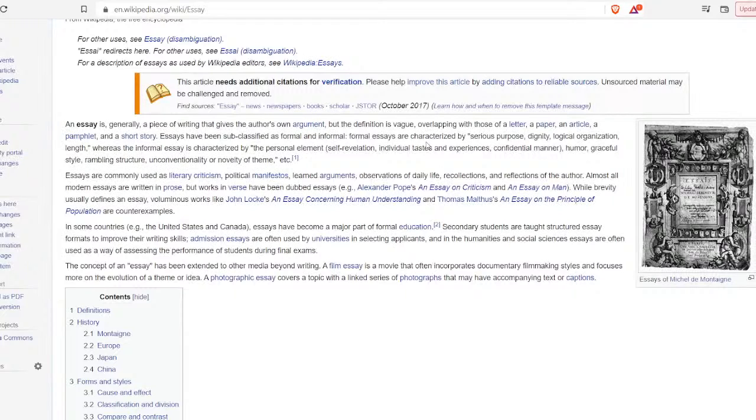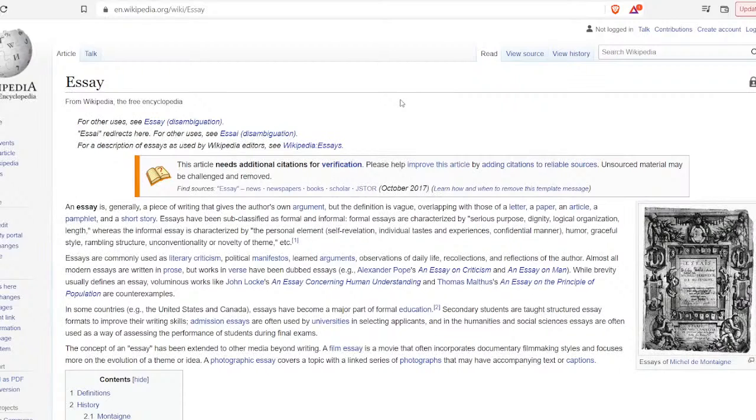Essays have been subclassified as formal and informal. Formal essays are characterized by serious purpose, dignity, logical organization, length, whereas informal essays are characterized by personal elements, self-revelation, individual tastes and experiences, confidential manner, human grace. While brevity usually defines an essay, voluminous works like John Locke's An Essay Concerning Human Understanding, and Thomas Malthus's An Essay on the Principle of Population are counterexamples. There you go, where everybody got the idea that we're overpopulated, from old Thomas Malthus, I believe.